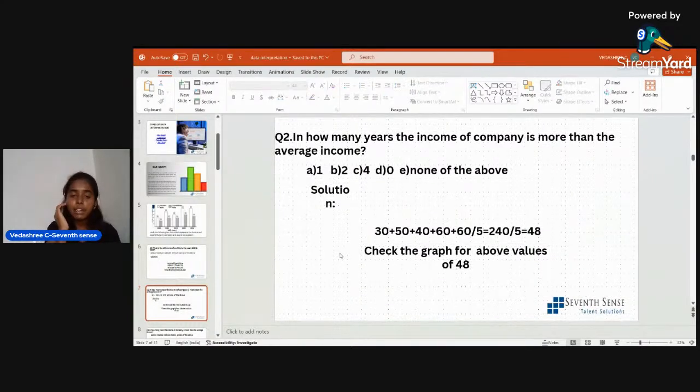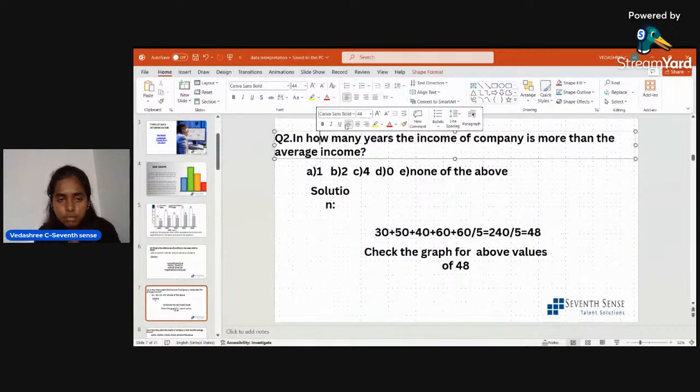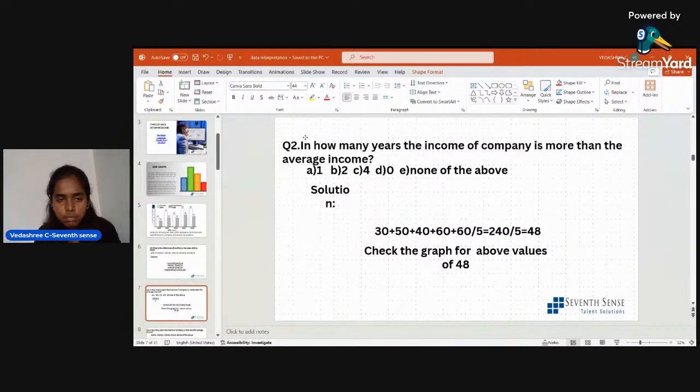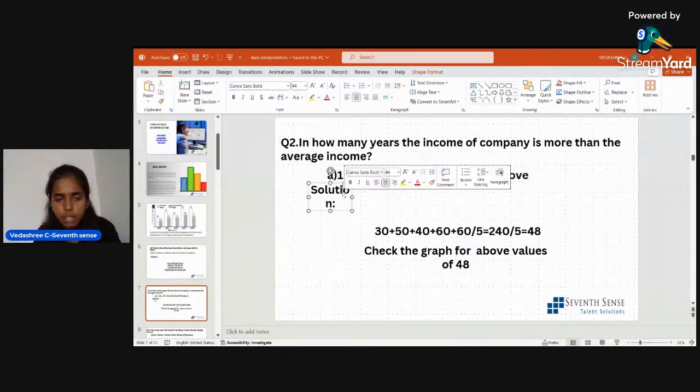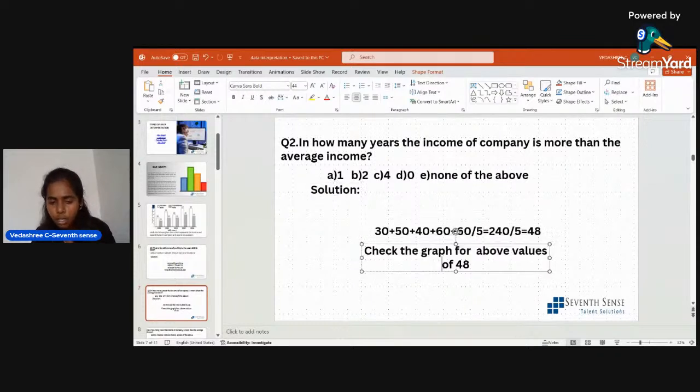So okay, this PPT is made in Canva. So okay, I'll dictate the question. Just observe the graph. That's it. That's okay. Is it clear? Okay, okay.